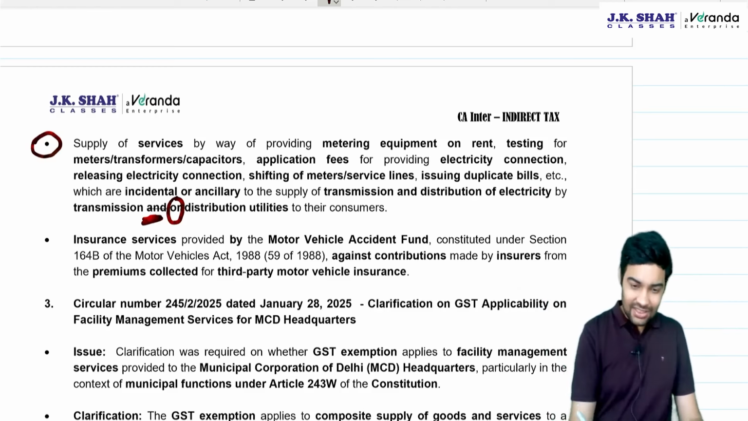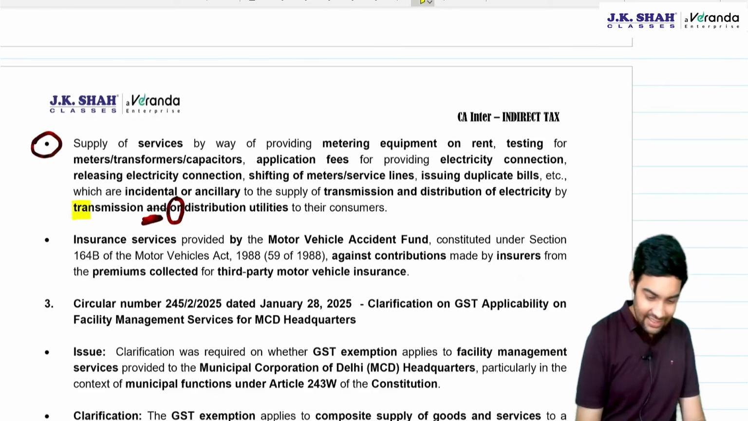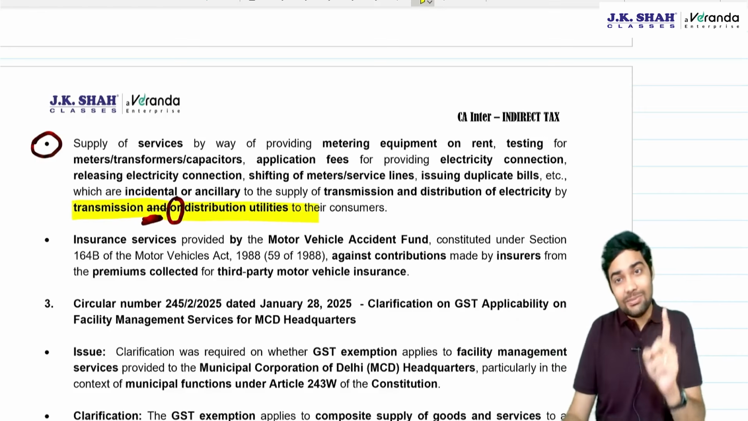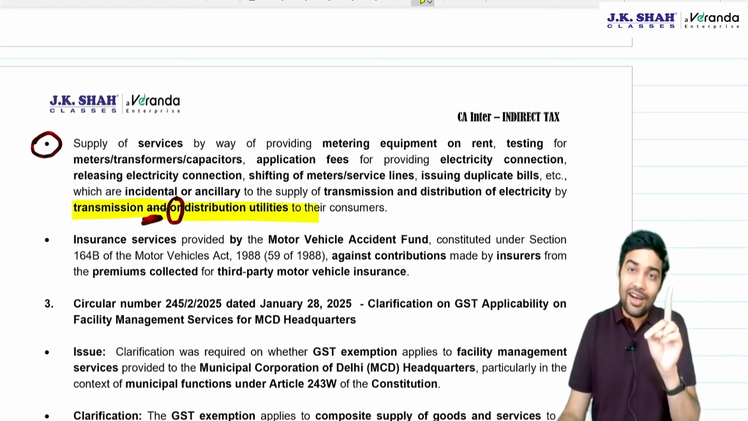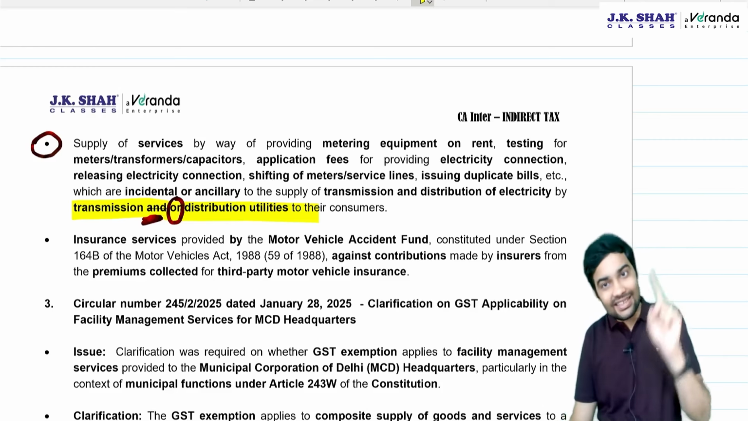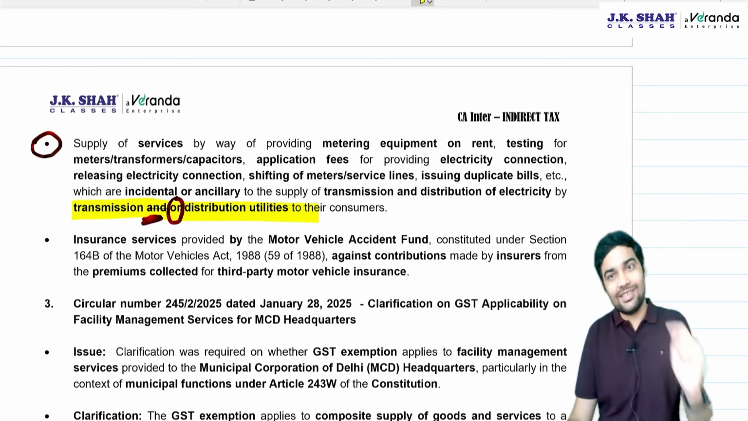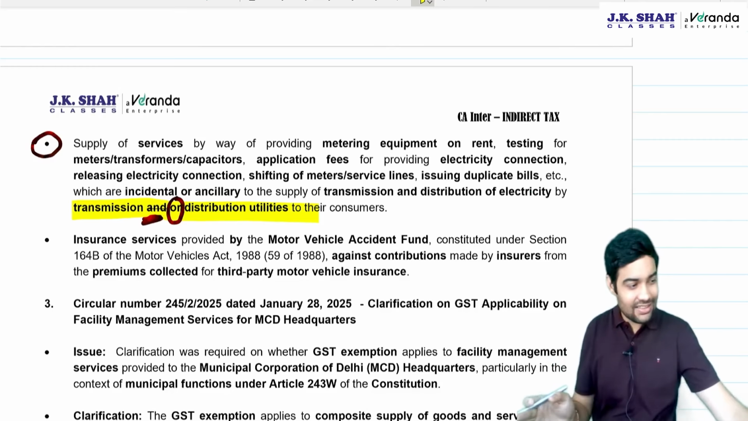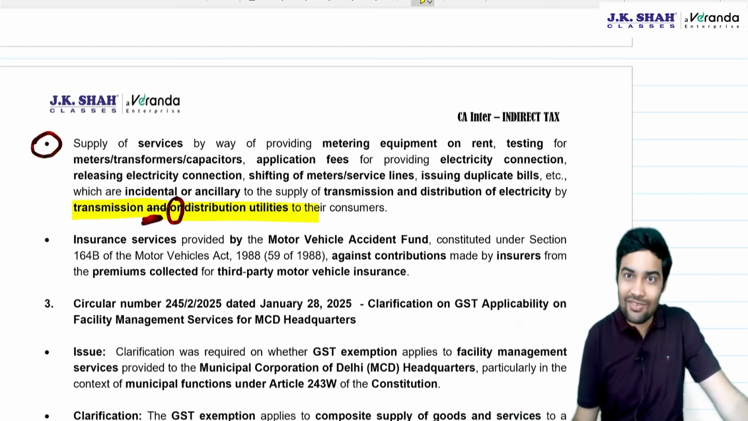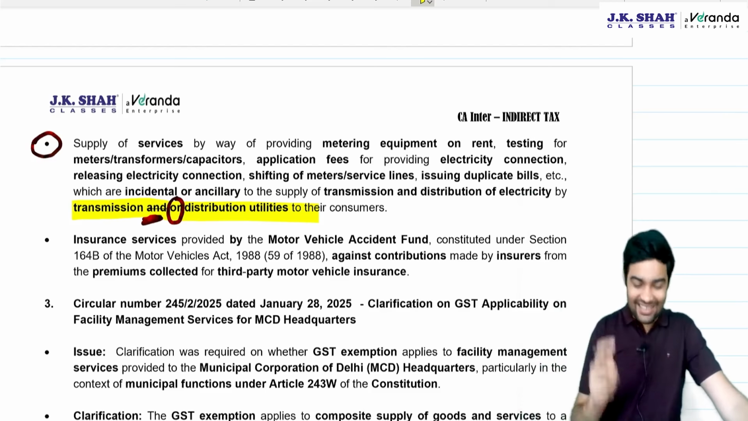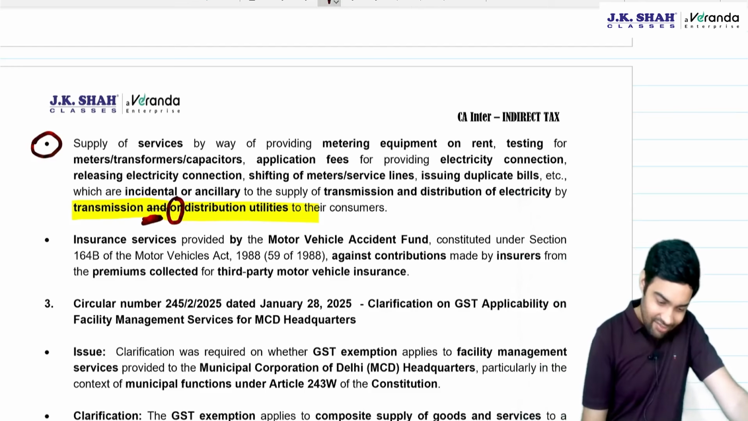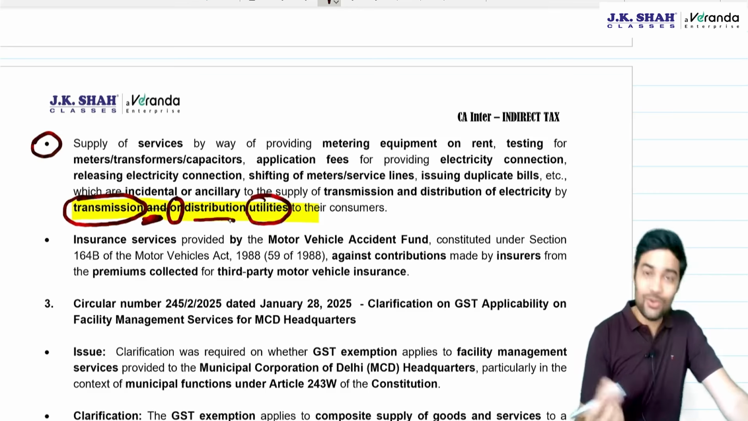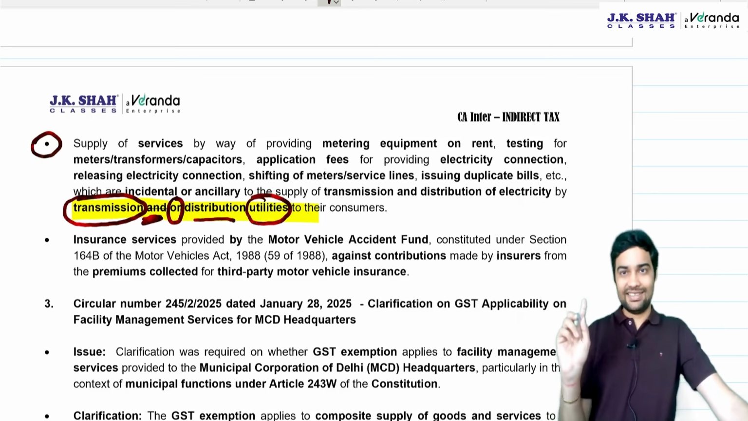Now, who will get this exemption? The entry said transmission and distribution utility. That means the exemption will be available only to a person who is a transmission utility as well as a distribution utility. What if someone is doing the transmission job and someone else is doing the distribution job? Then in that case, what will happen? For that, now government has written that the exemption will be available either to a transmission utility or to a distribution utility. Both will get the exemption.